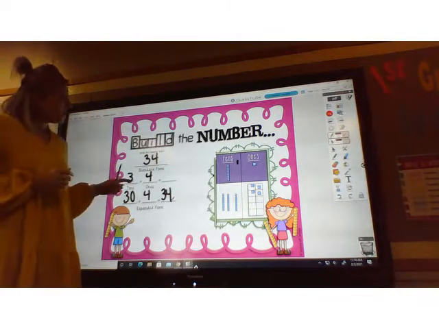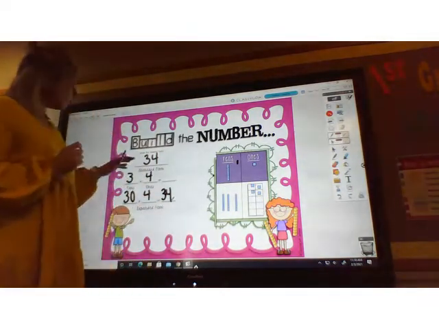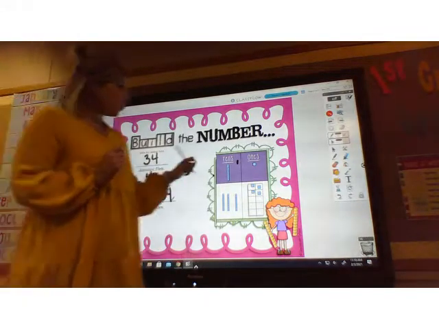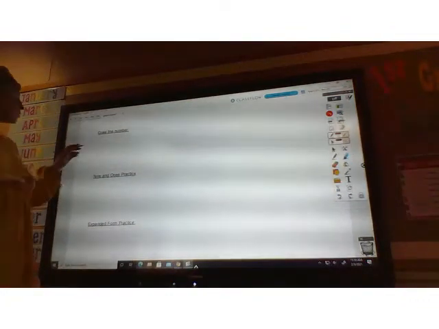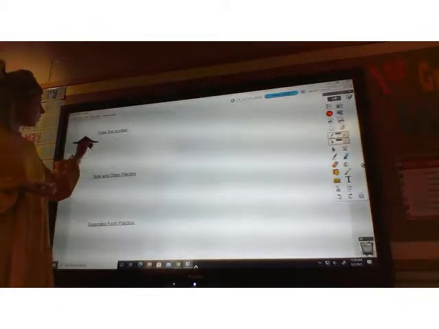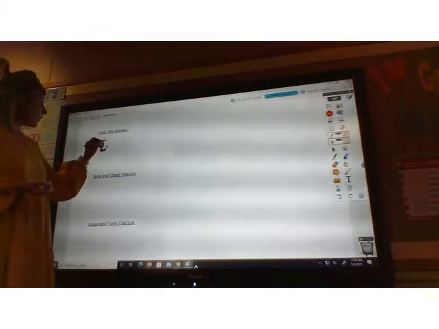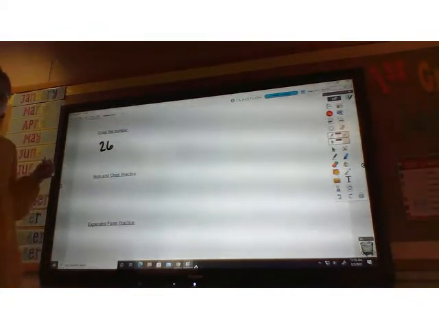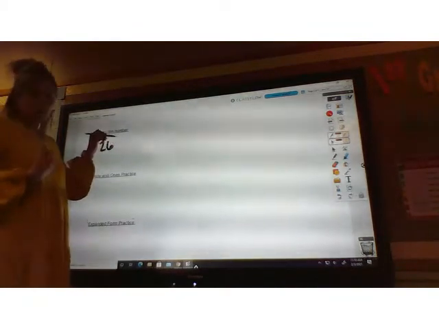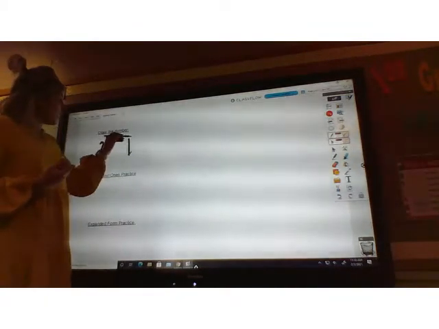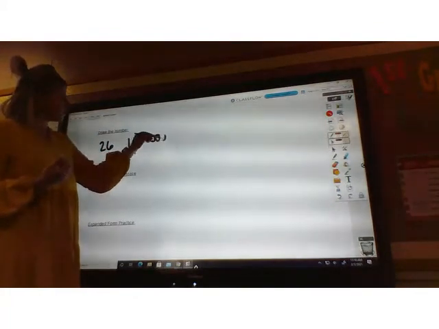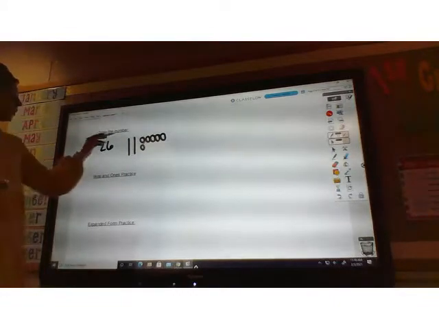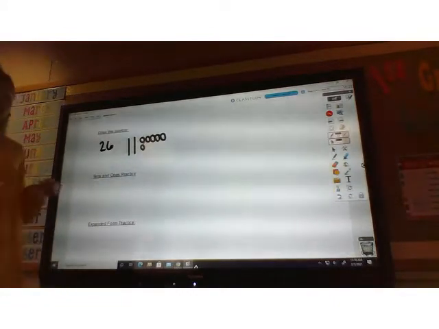So here are some things you can do at home that you don't need any additional paper for or anything like that. One thing you can do is give your kids a number like 26 and ask them to draw it, okay? When we draw it in first grade, we're using just a straight line to show 10 sticks and we're using circles to show ones. So they would draw it like that. 2 10 sticks and 6 ones equals 26.